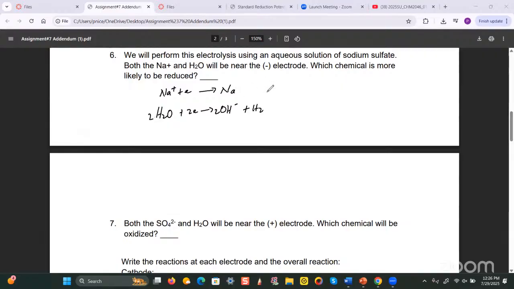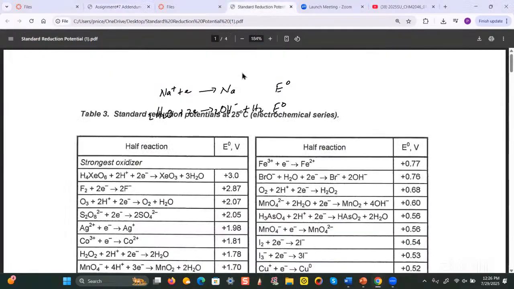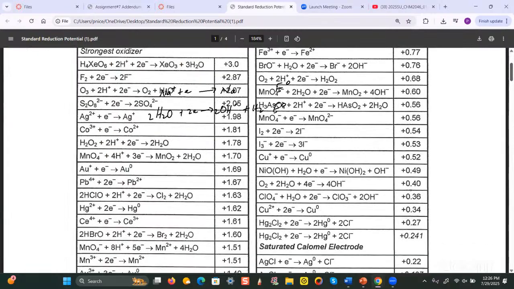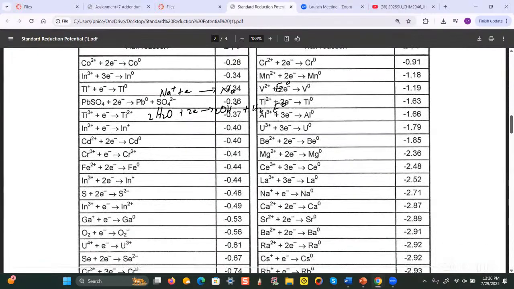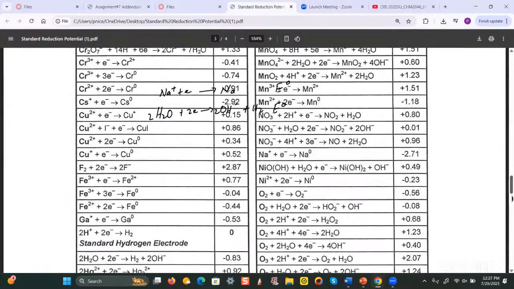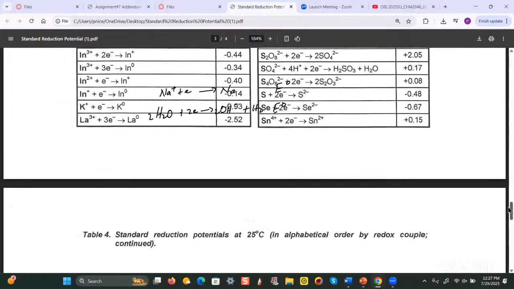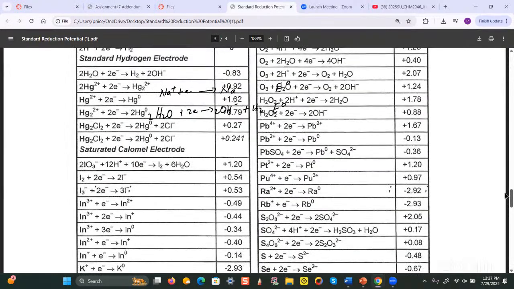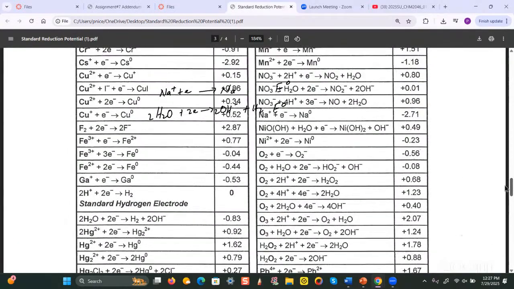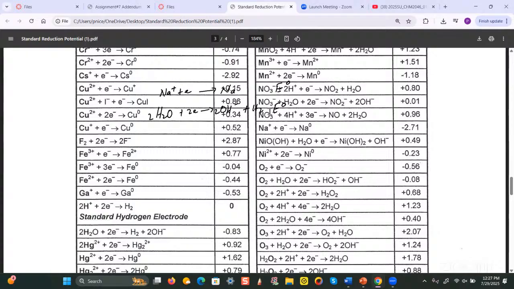So in order for us to predict which one is more likely to occur, we have to look up the EMF values for their reduction in each case. So that's why we need a table. So the first thing I'm going to look for in the table is the reduction of sodium ions, its EMF value. Where is it? Sodium. Okay, sodium, minus 2.71.